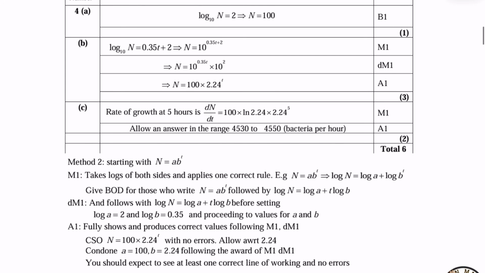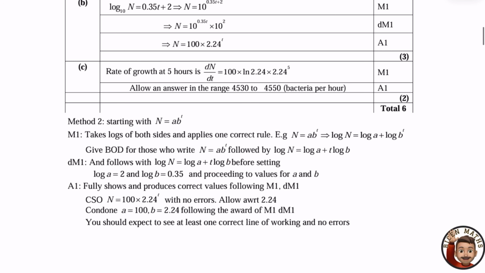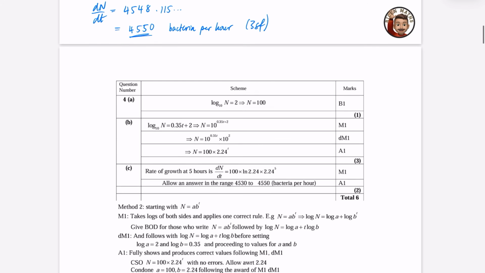So the way they do it for part B of the question is they do it with indices instead. They've taken the original equation and put it in an index form and gone from there. However, in the method 2, if you want to read through it, you can see this is exactly what we did, and you can see that all of the marks are allocated for this as well.